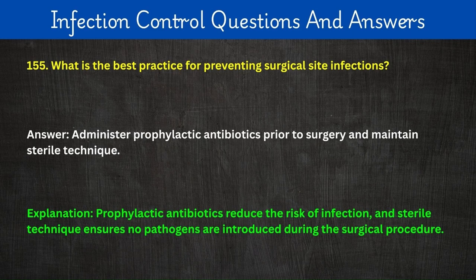155. What is the best practice for preventing surgical site infections? Answer: administer prophylactic antibiotics prior to surgery and maintain sterile technique. Explanation: prophylactic antibiotics reduce the risk of infection, and sterile technique ensures no pathogens are introduced during the surgical procedure.